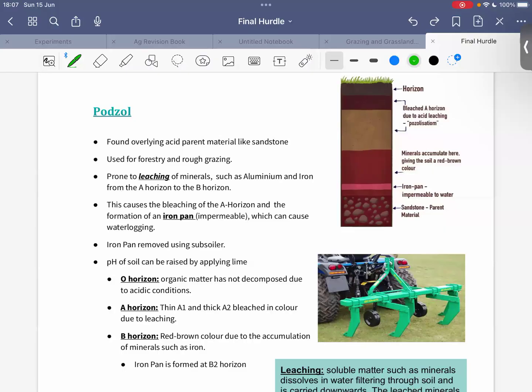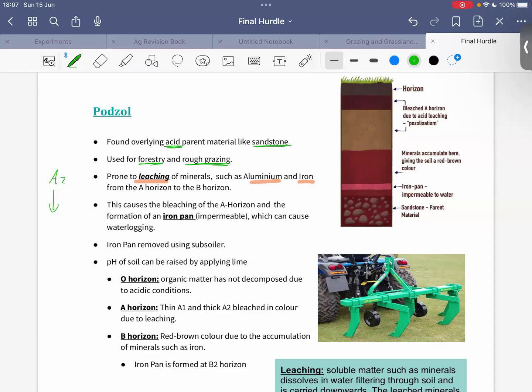So your podzol soil is going to be found over an acidic parent material, which is going to be called sandstone. It's going to be a poor soil, used for only forestry and rough grazing. So rough mountain grazing that we were talking about yesterday in our grassland. And the main thing with our podzol soil, it's going to be prone to leaching. Key characteristic of your podzol soil, it's going to be prone to leaching of minerals, of our iron and aluminium. Where did we say? From the A2 horizon down to the B2.